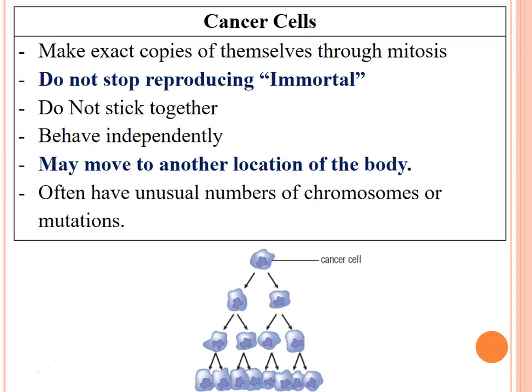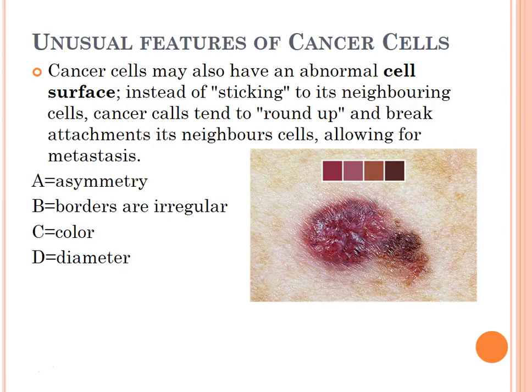So cancer cells don't really have any function. Again, they're spending most of their time dividing, so they're not sticking together at all. They're behaving independently of one another, and so they have the ability to move from one location of the body to another and set up other tumors. And again, they often have those unusual numbers of chromosomes or quite a few mutations. So this is just showing some of the irregularities that cancer cells may have.